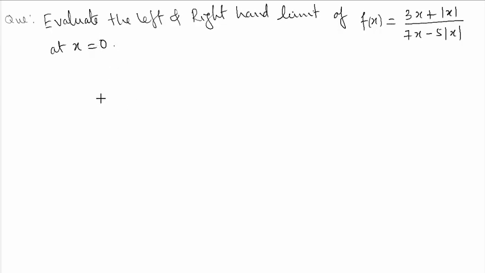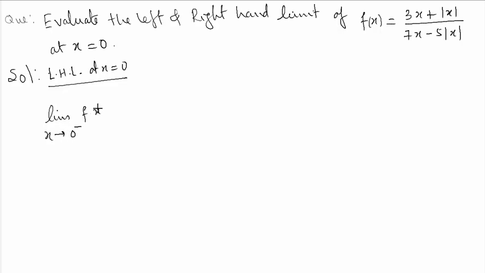You can solve it on your own. Take around 3 to 5 minutes to solve this question, and then you can watch this video to see how we are solving this. So to find the left limit and right hand limit, let us have left hand limit at x equal to 0. Again, the expression for left hand limit at x equal to 0 is limit x tending to 0 minus f(x).